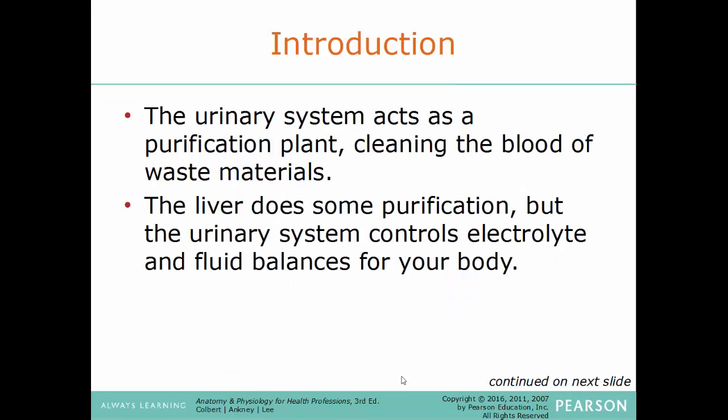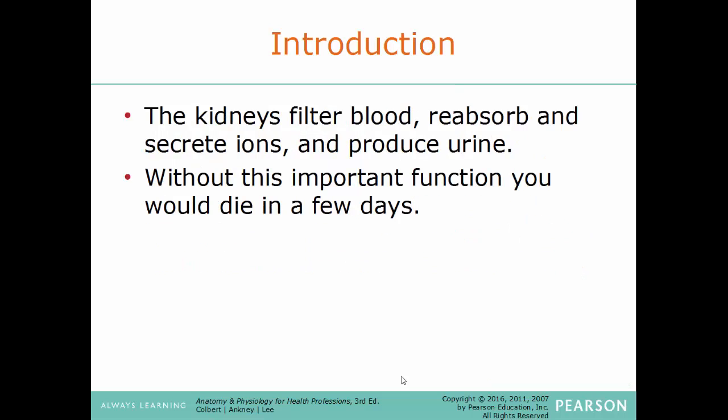The urinary system acts as a purification plant by cleaning the blood of waste materials. Now, the liver does some purification, but the urinary system controls electrolyte and fluid balances for your body. The kidneys will filter blood, then reabsorb and secrete ions, and eventually will produce urine. Without this important function, you would die within a few days.